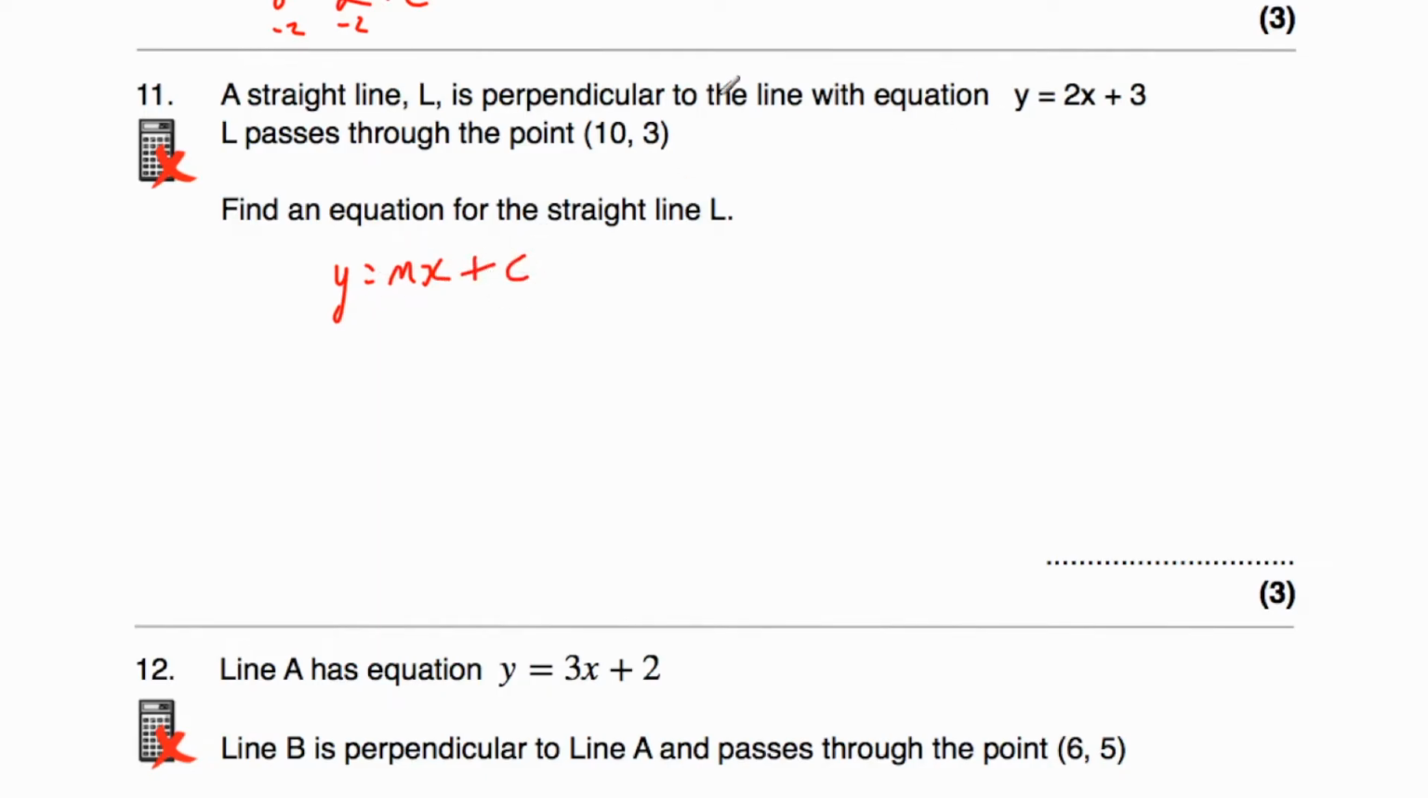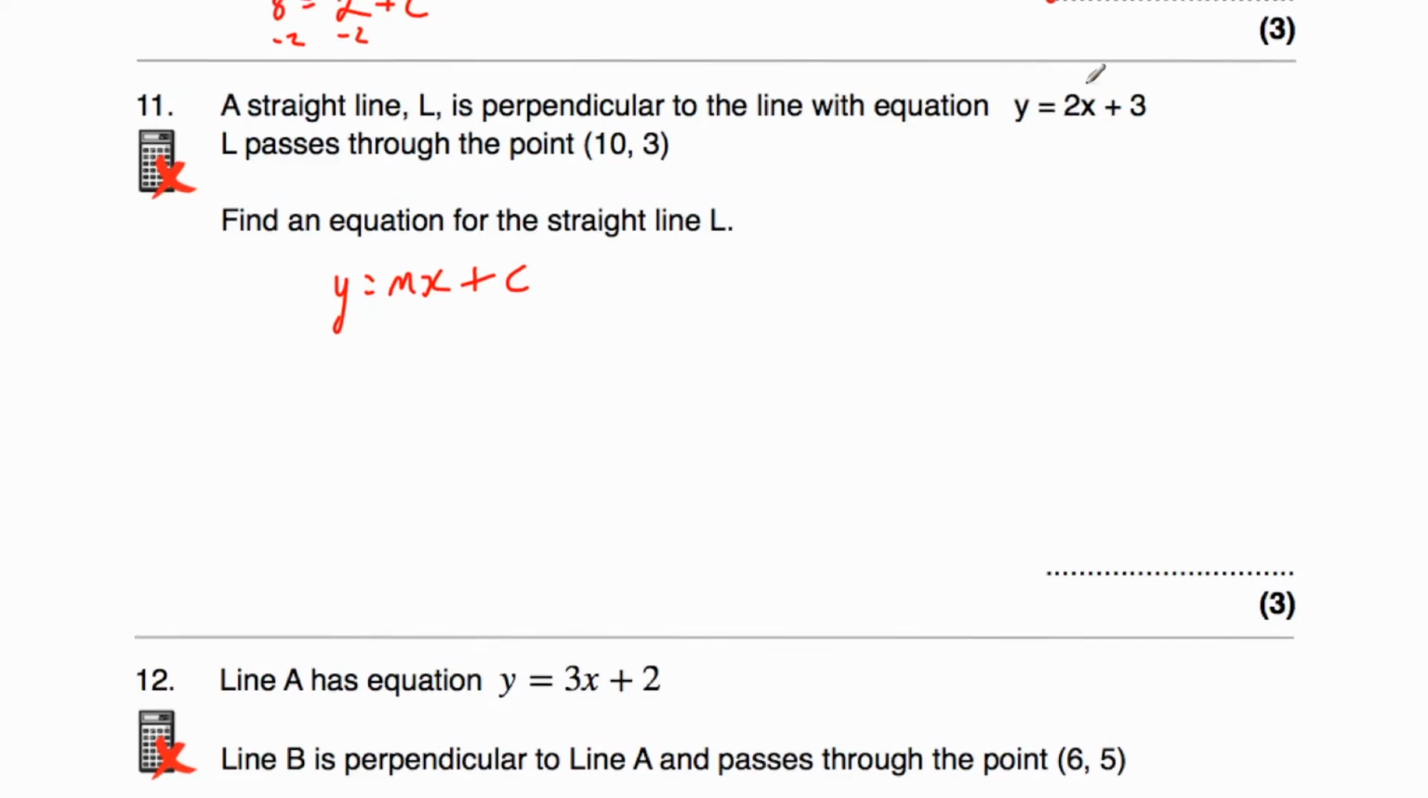So in terms of its gradient, it's perpendicular to this line. This line's got a gradient of 2. So if we find the negative reciprocal of 2, that will be the gradient of the perpendicular line. So the negative reciprocal of 2, well 2 is positive, so the negative reciprocal will be negative, so y equals minus. And the reciprocal of 2 is a half, so minus a half. So the gradient of the line that is perpendicular to this line would be negative a half. And then we're going to write our x and then plus c.